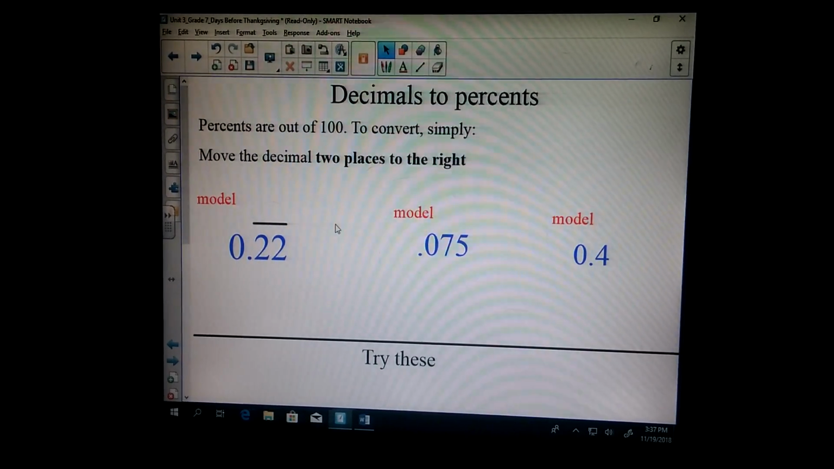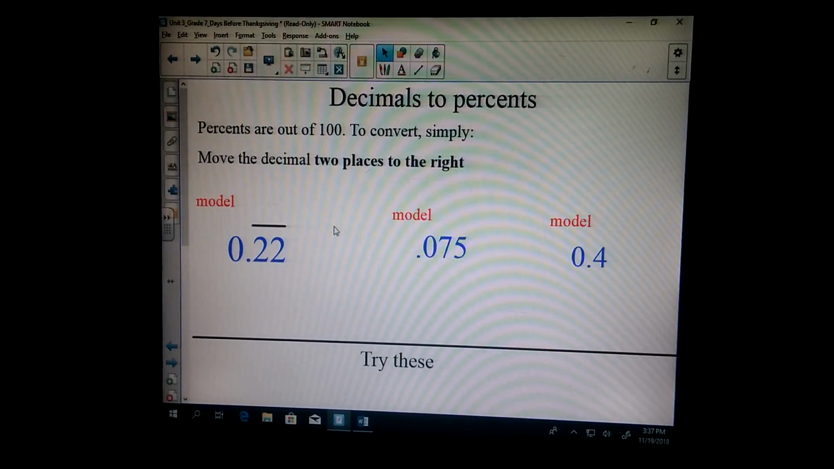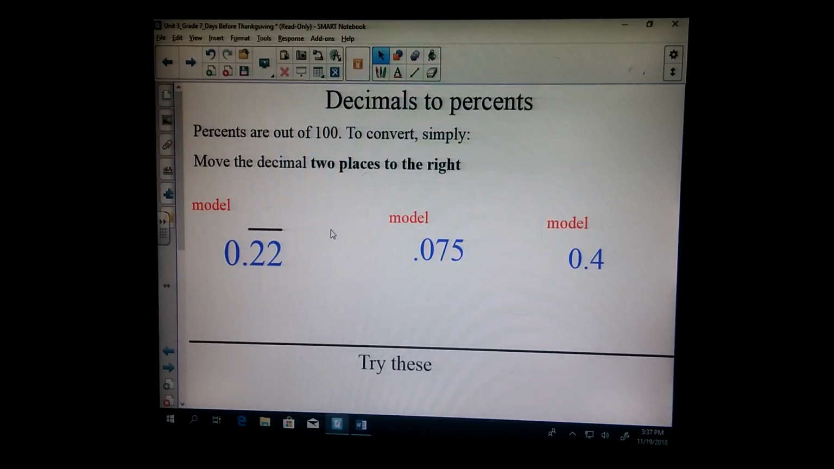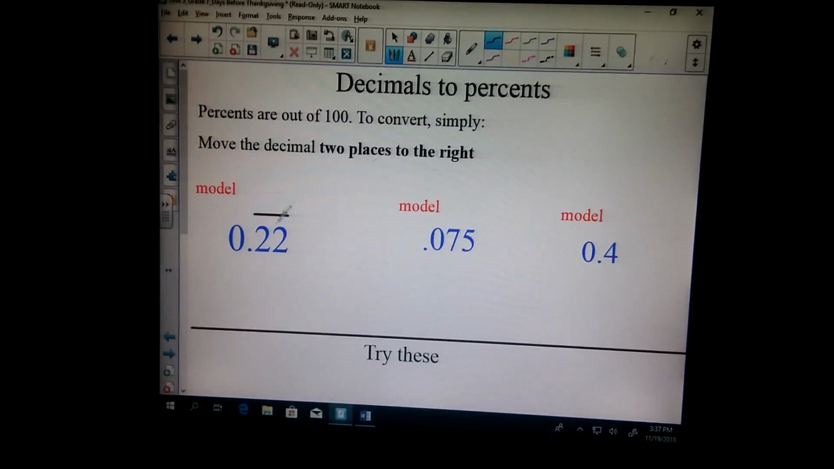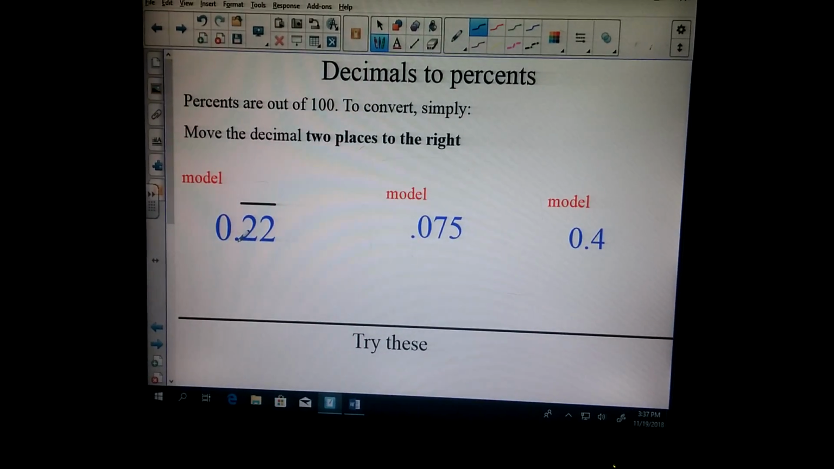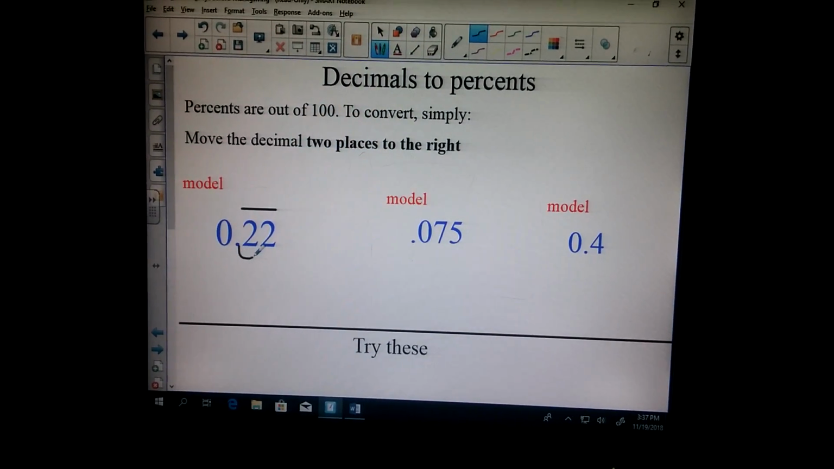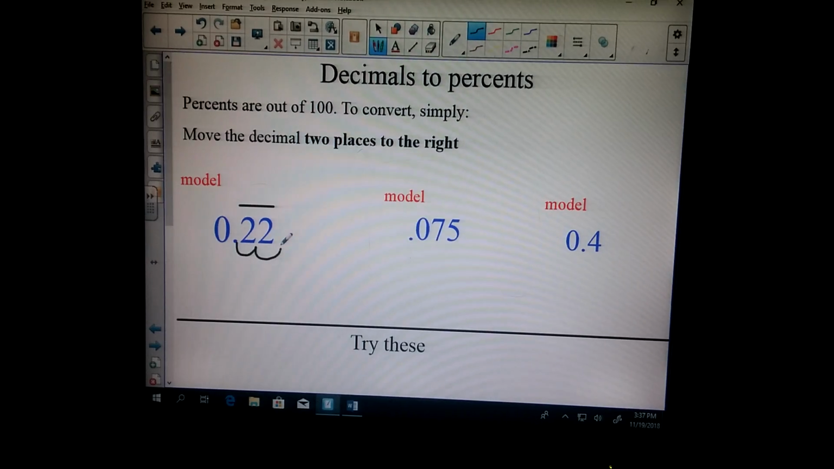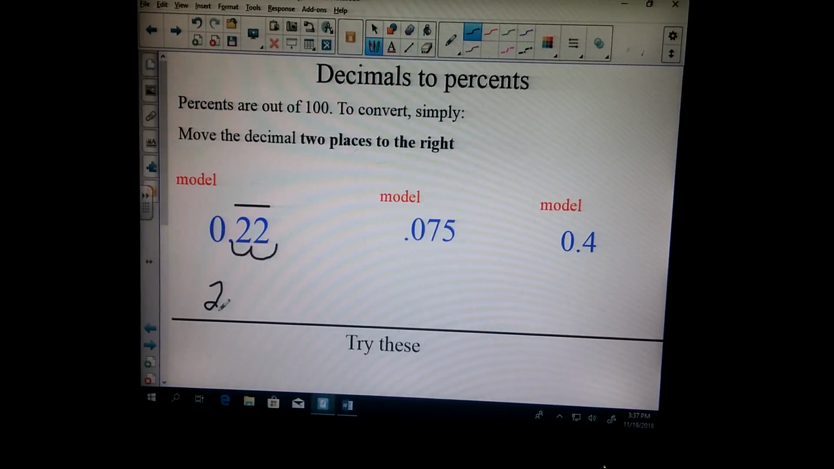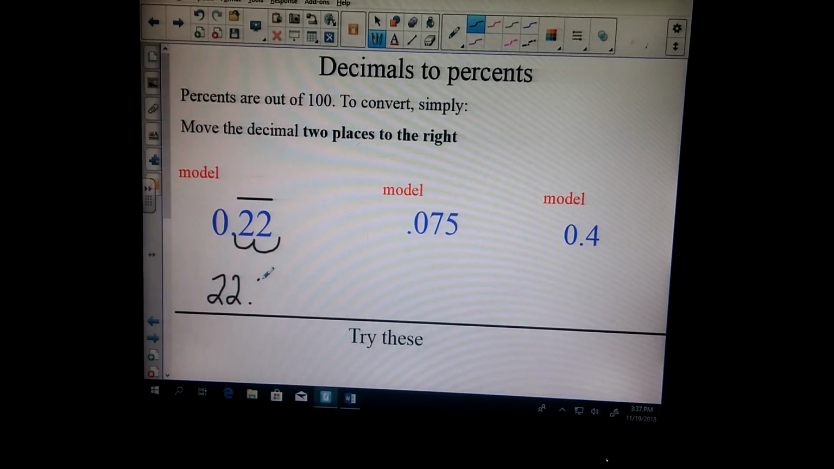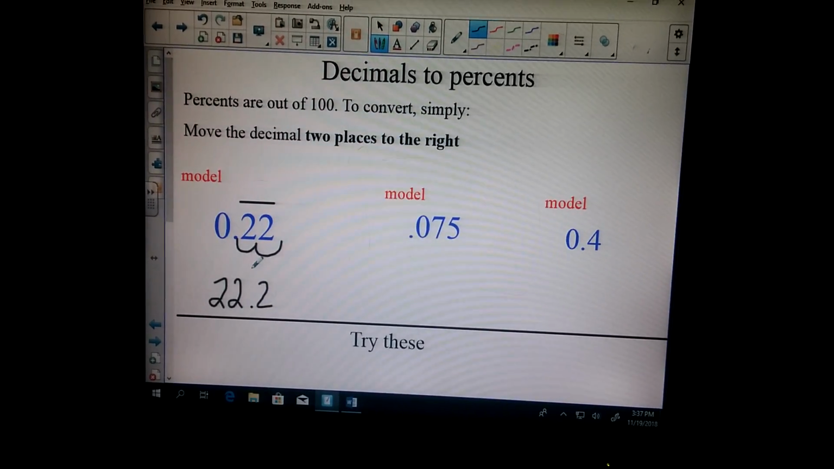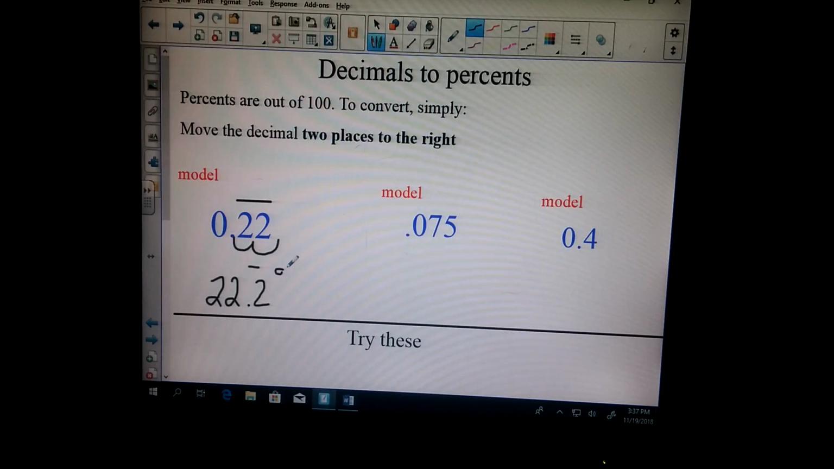Okay, decimals to percents. You know percents are out of 100. To convert, you move the decimal 2 places to the right. After I do these 3 examples, copy them in your notes and pause it. So 0.22 repeating. If I wanted to turn this to a percent, I'd move over 2 decimal places. So it would be 22%, but because that 2 repeats forever, it's actually 22.2 repeating percent.